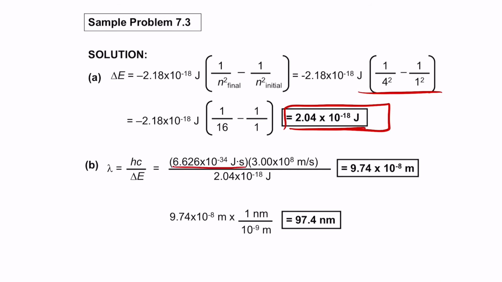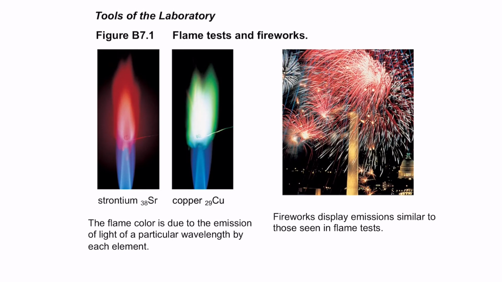So h is 6.626 into 10 to the power negative 34, c is 3 times 10 to the power 8, divided by delta E, which is 2.04 into 10 to the power negative 18. When you calculate, you end up with the final answer 9.74 into 10 to the power negative 8 meters. When you convert it into nanometers, it becomes 97.4 nanometers. So that is how you know that the emission is UV radiation.